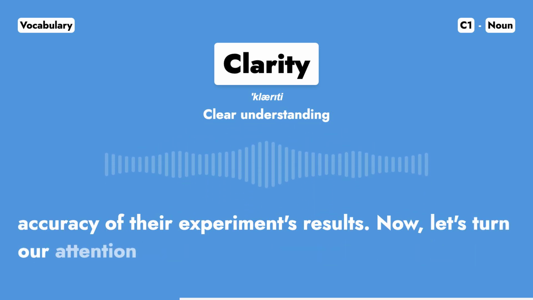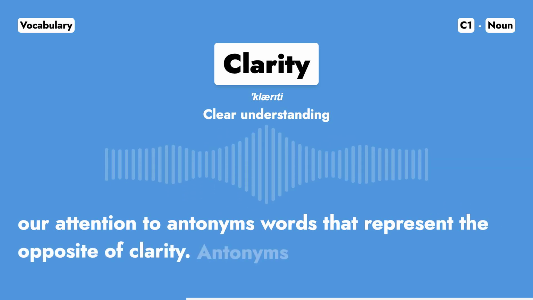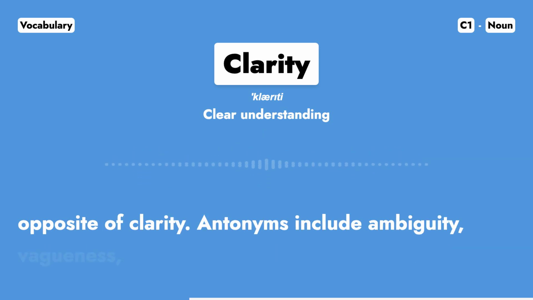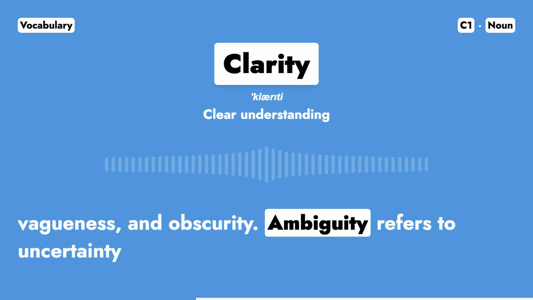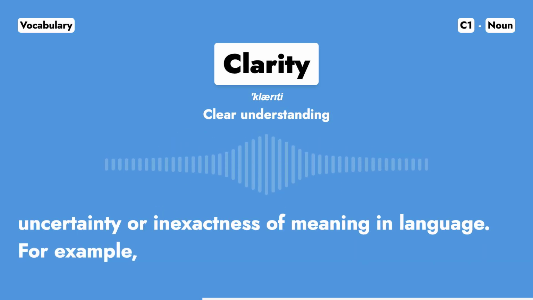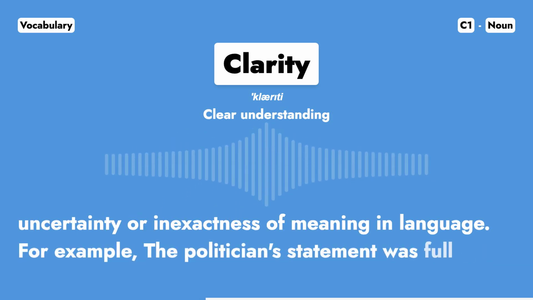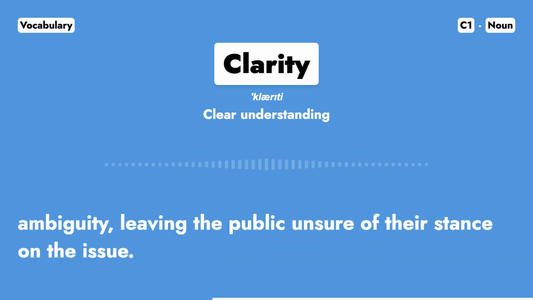Now, let's turn our attention to antonyms, words that represent the opposite of clarity. Antonyms include ambiguity, vagueness, and obscurity. Ambiguity refers to uncertainty or inexactness of meaning in language. For example, the politician's statement was full of ambiguity, leaving the public unsure of their stance on the issue.